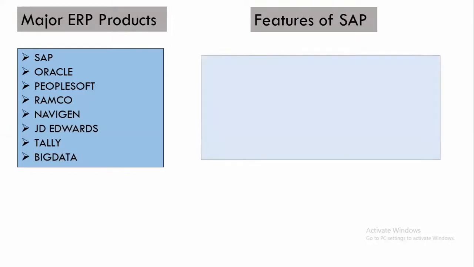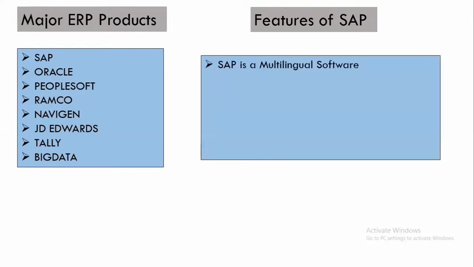I have mentioned some of the chains in the market. These are the major ERP products. See, features of SAP. What are the features of SAP? SAP is a multilingual software. That is, it is built with 41 languages. It can understand 41 languages.